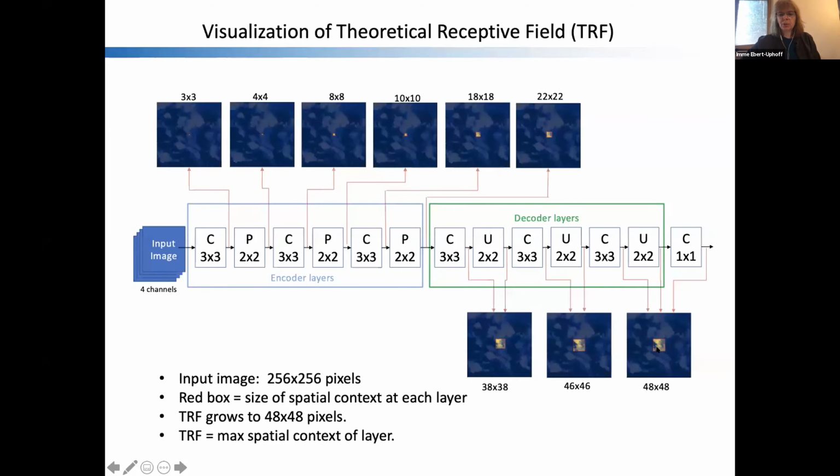So why is this important? Because if you think, based on your expert knowledge, that the neural network needs to know a certain size of meteorological feature to make sense of the input image, to interpret it correctly, you better make sure that you design your neural network such that the receptor field, which is this red box over here, is big enough to actually capture this.